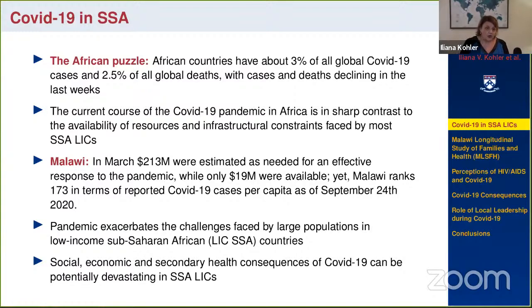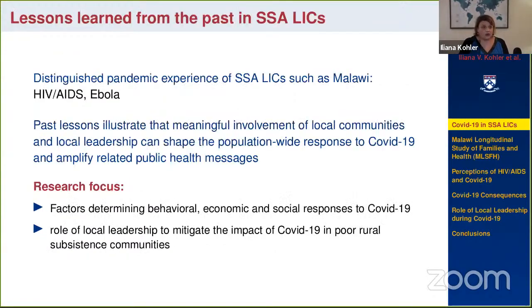diseases. So what distinguishes the populations in sub-Saharan African low-income countries from many other parts of the world is their very distinguished pandemic experience. Many of these countries have faced, and are facing, the HIV/AIDS pandemic for several decades, and the Western African countries have had several Ebola outbreaks.